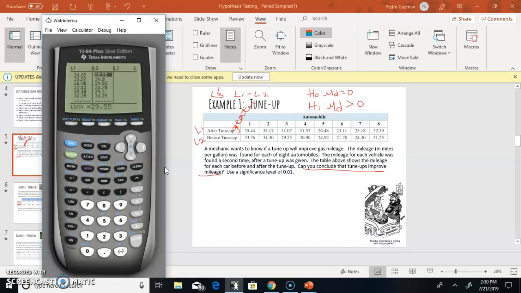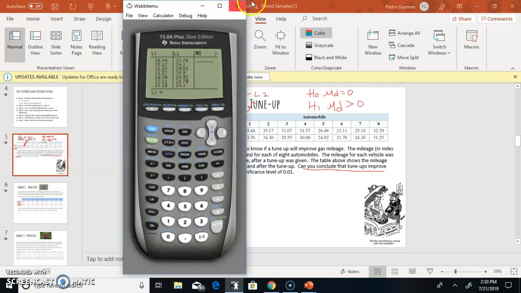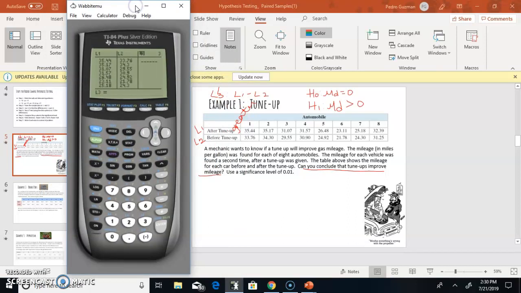30.90, 29.55, 34.30, 33.76. Alright, so what you're going to do is notice how I highlighted L3. Whenever I moved it over, it was right there. See how it's highlighting here? And I move the arrow up. So I'm highlighting L3. And now I'm going to type in L1 minus L2. So second 1 minus second 2. That's because I want to do after minus before. And here we go.